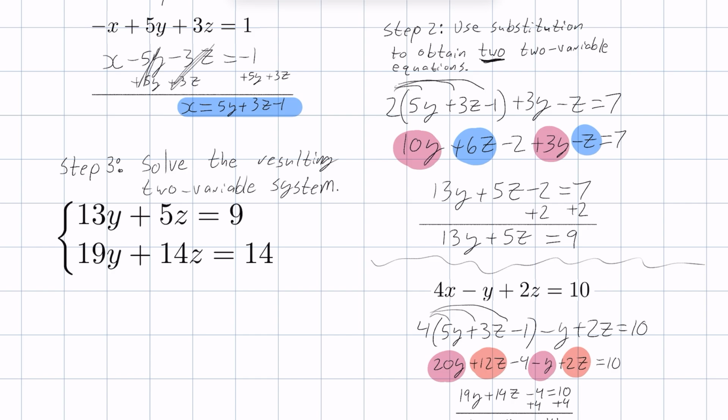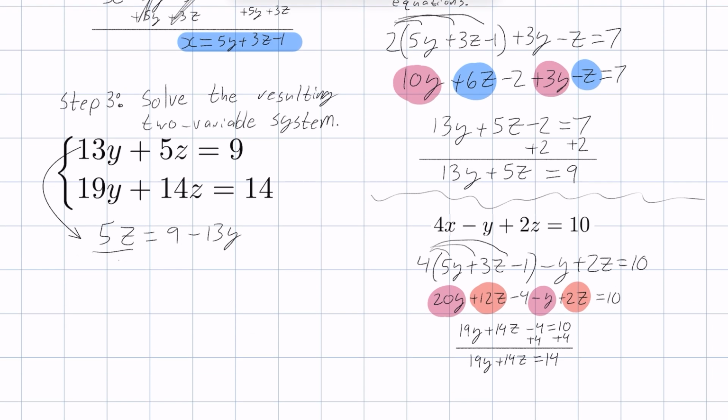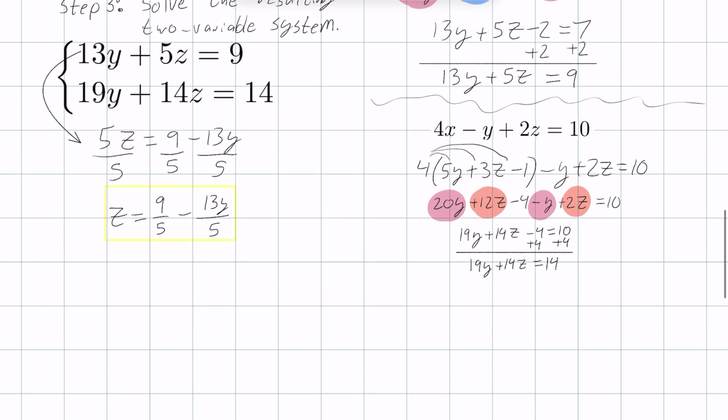Now, up until now, there have been no fractions. But here, there's not going to be a way to avoid them. So when I bring this down and I solve it, I'm going to solve for 5z by subtracting 13y. So 5z is equal to 9 minus 13y. I'm going to divide everything by 5. And we get that z is equal to 9/5 minus 13y over 5. So just a way to make that easy to find in a moment. Because that's important, we're going to have to reuse it.